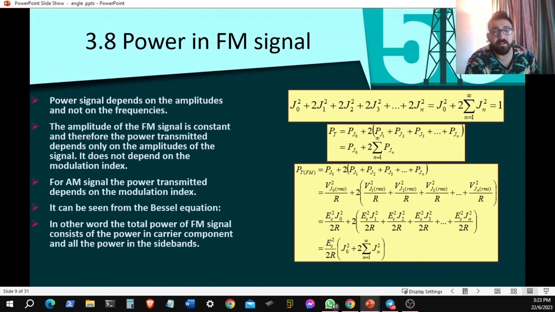And now let's talk about the power in the FM signal. Power depends on amplitude and not on frequency. This is a very important note to highlight. The power of the signal doesn't depend on the frequency, but it depends on the amplitude. So there is a relationship between the amplitude and the frequency here, and the power of the signal.